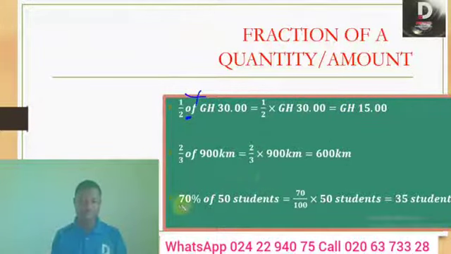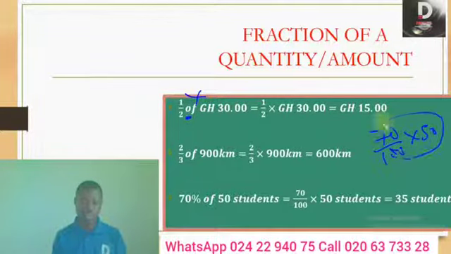This or that. So 70% of 50. You know percentage is already 70 out of what? 100. Of means times 50 students. You do it and get your answer. Right? So simple.